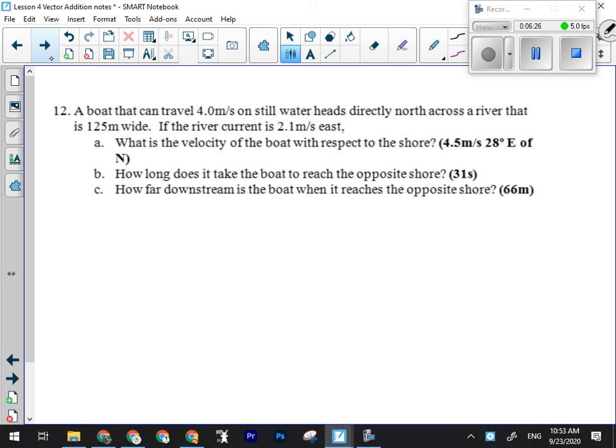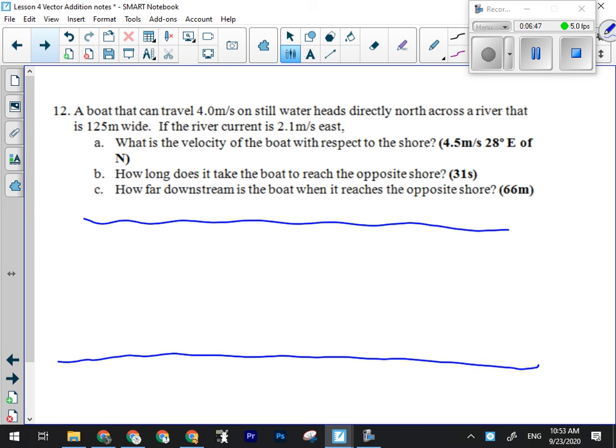A boat can travel at 4 meters per second on still water. That means that's how fast you can row it, and it's headed directly across the river. Not going to end up going that way, but that's the way it's headed. The river is 125 meters wide. The river current is 2.1 meters per second east. I'll give you a few minutes on that one.